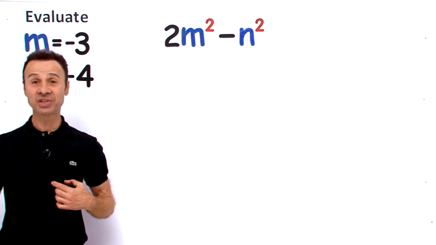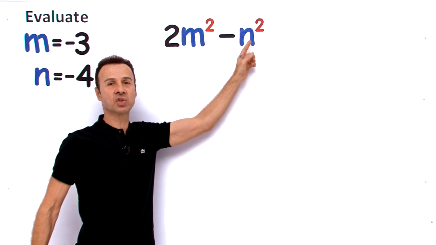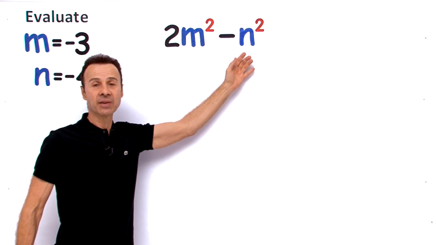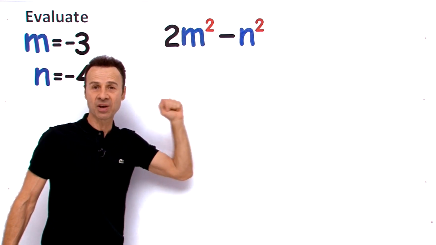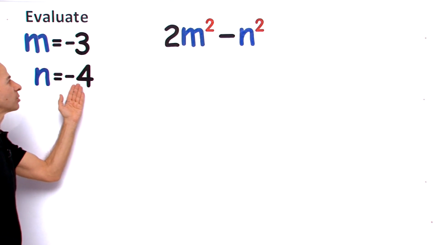Okay, let's evaluate this expression. We have 2m squared minus n squared. Now we've got two letters, the m and the n. They're the two variables, and we have the exact quantities for those. That's the good news here. We have m equals -3 and n equals -4.